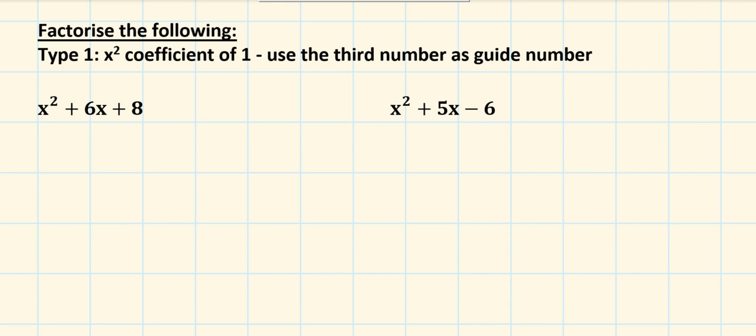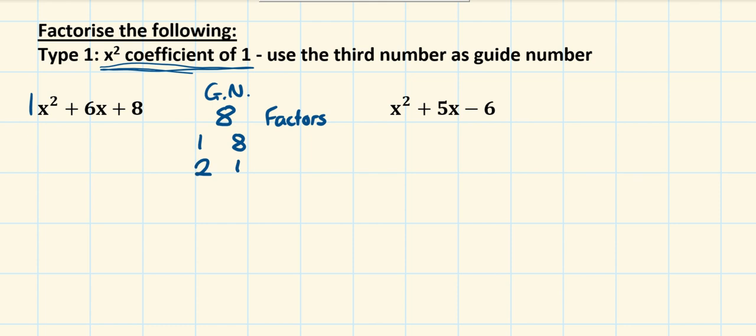So we can see these examples if the x squared coefficient is just 1. So it's just x squared, or 1x squared. So technically, to get your guide number, you'd have to do 1 times 8, but realistically there's no point in doing that. So we can just say that our guide number is 8. It's just the third number. So we find the guide number, and then we find factors. Remember we need factors, numbers that multiply to give the big number. So we have 1 and 8 and 2 and 4. That's all the factors there are of 8.